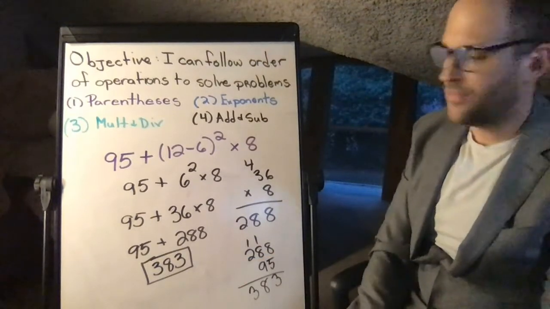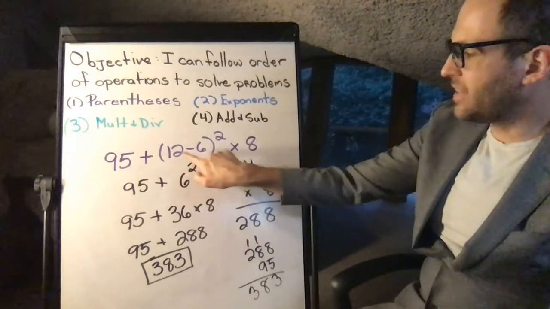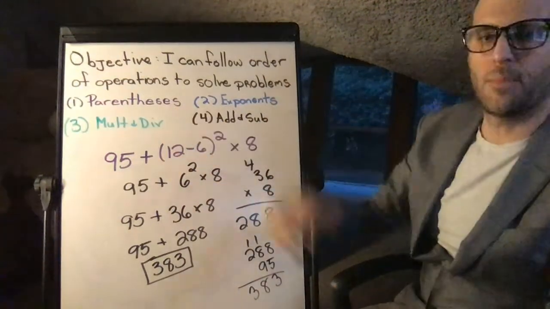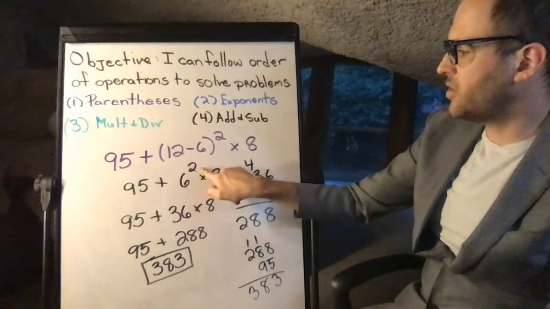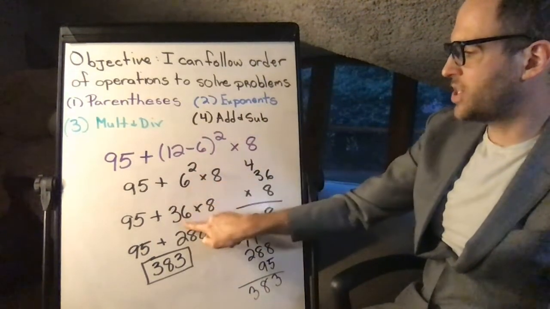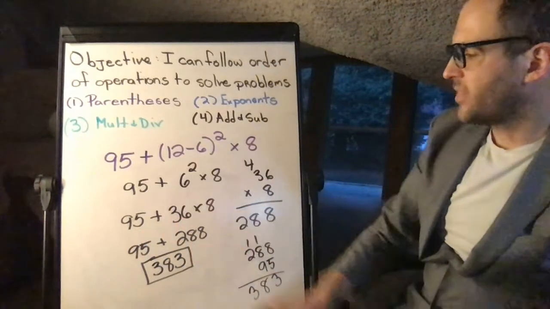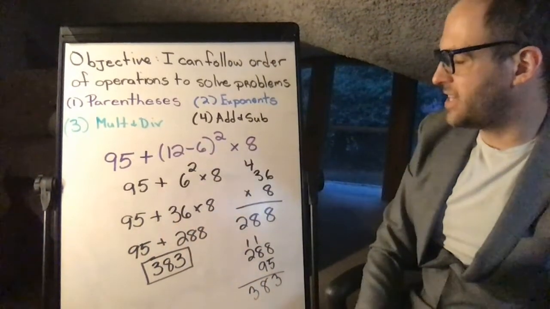Let's go through it. So, we had to subtract this time, 12 minus 6 in the parentheses, which gives us 6, takes care of the parentheses. Our exponent was 6 squared. 6 squared was 36. Now we have 95 plus 36 times 8. Have to do the multiplication before the addition.